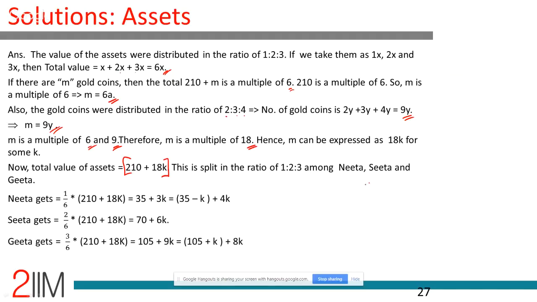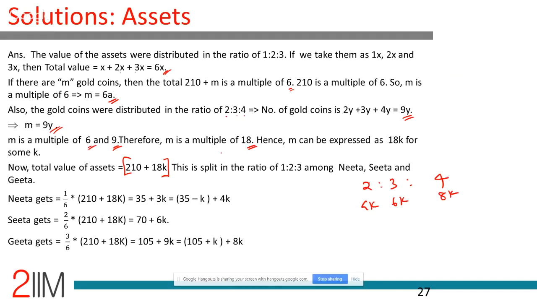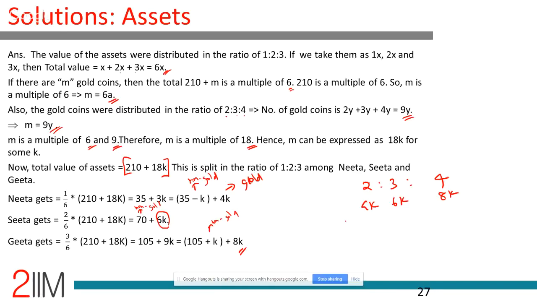Fine. The gold coins are distributed in the ratio 2:3:4, or 4K, 6K, 8K. And so this 35 plus 3K, I'm writing as 35 minus K plus 4K. This is non-gold. This is gold. This is 70 plus 6K. 6K comes from gold coins. This is non-gold. 105 plus K plus 8K. So this is non-gold. This is gold. And here we know that one child got all 3 flats and she did not get the house.